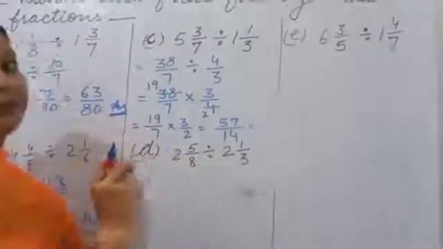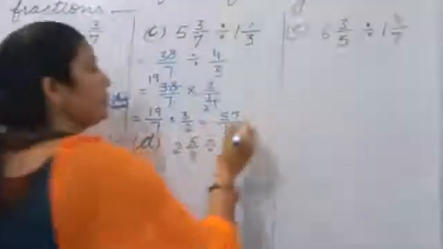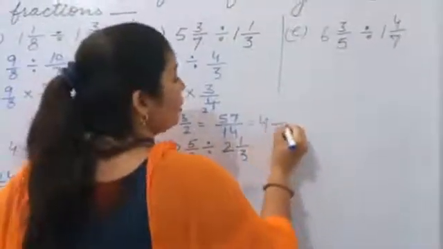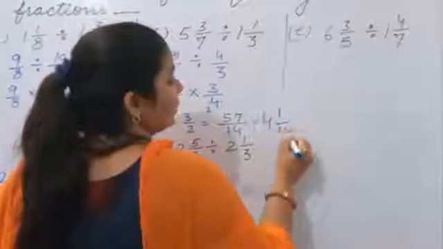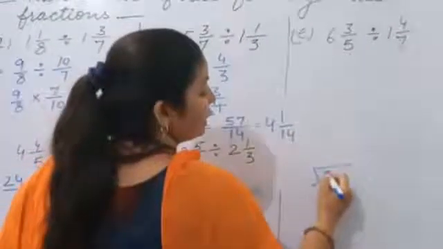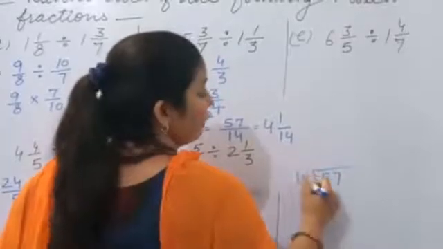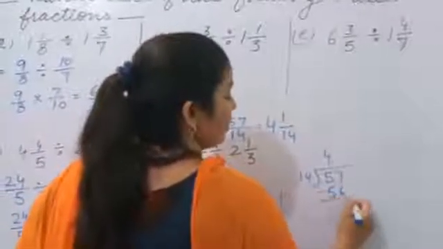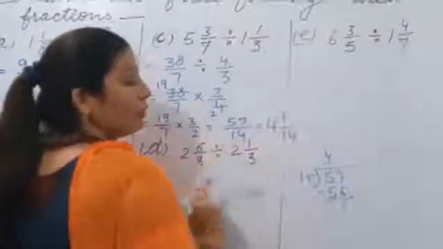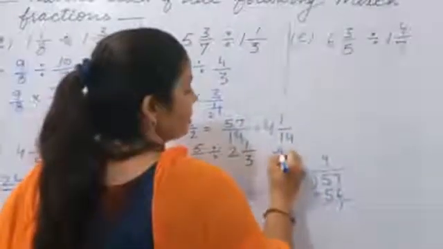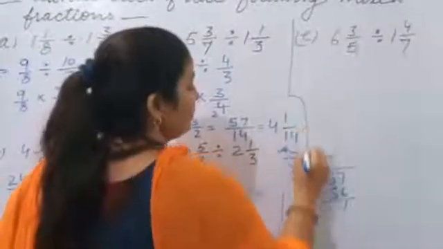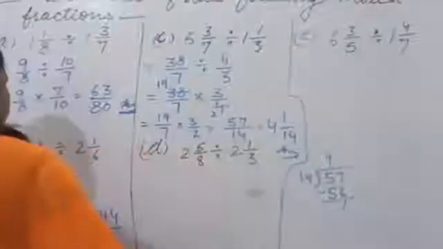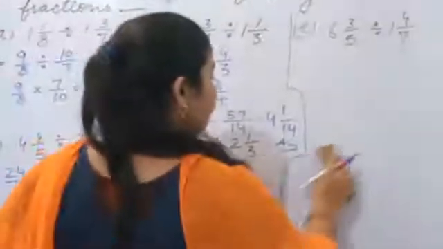So 14 fours are 56. On 4 we have 56. So 4 whole 1 upon 14. Okay, like this you will do 57 divided by 14. 14 fours are 56, 1. Okay, 4 whole 1 upon 14. That's your answer. Okay. Now next is D part.